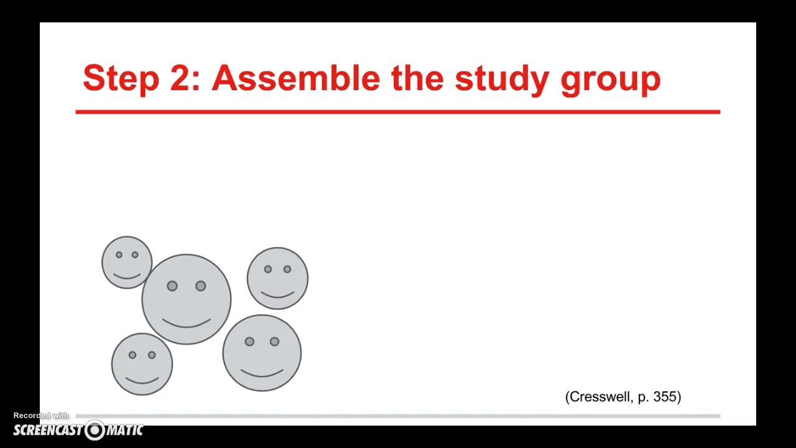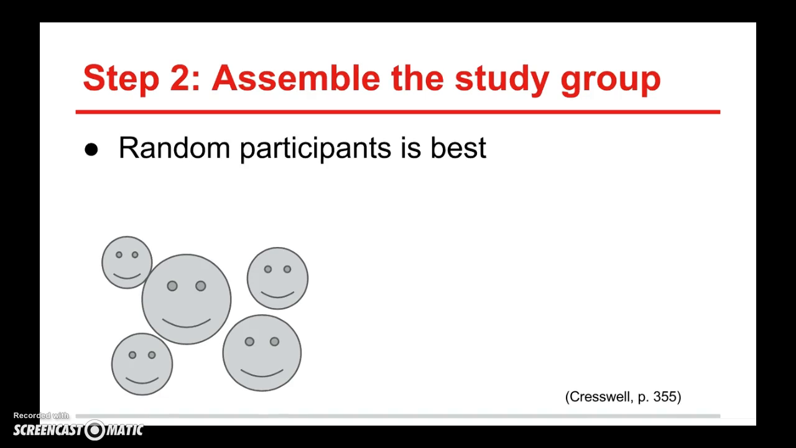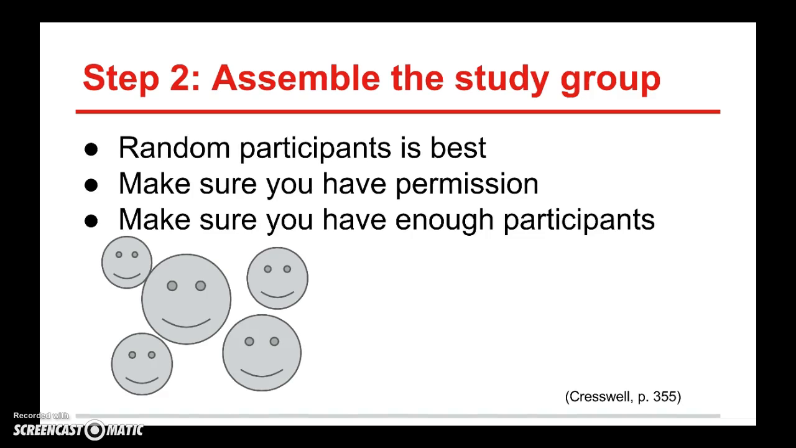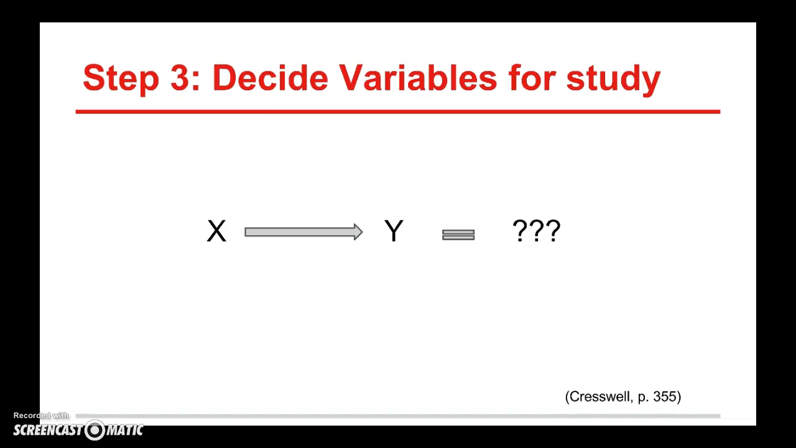Step 2, assemble the study group. Hopefully, your participants can be chosen at random. Make sure you have permission from the participants and the correct authorities to be collecting the data. And then you also need to make sure that you have enough participants so that your outcome is reliable and unbiased. You need to decide what variables you're looking for in the study. So the variables that we used with the monks were length of beard and time in the monastery, and then we can see if there's a relationship.